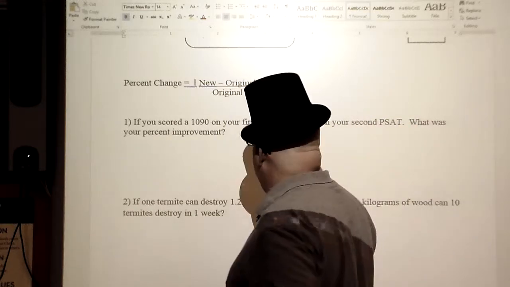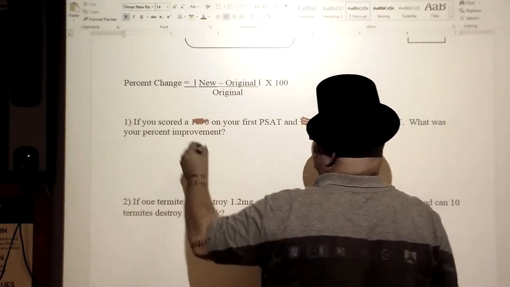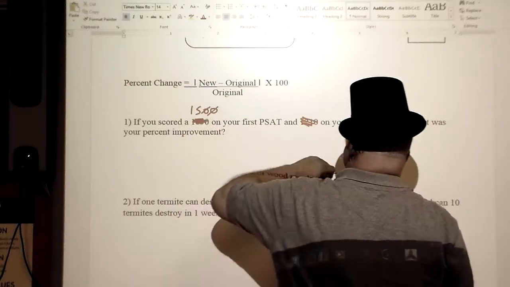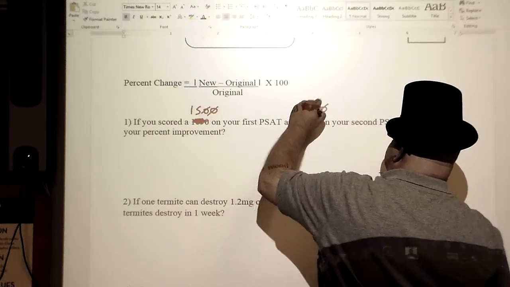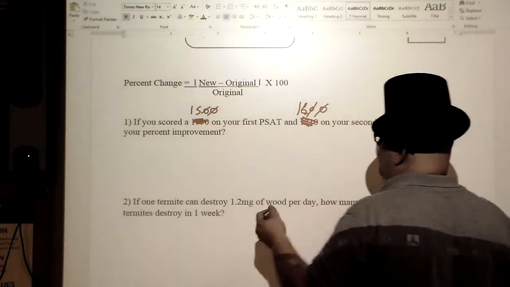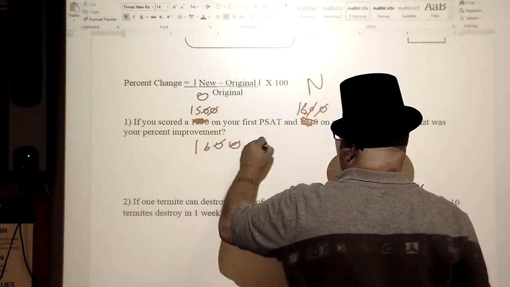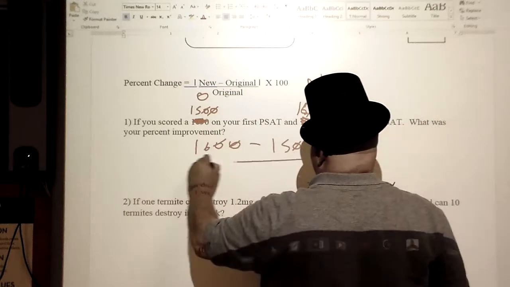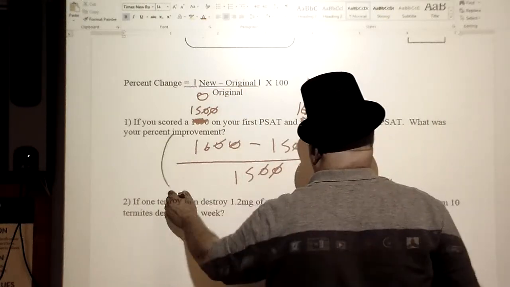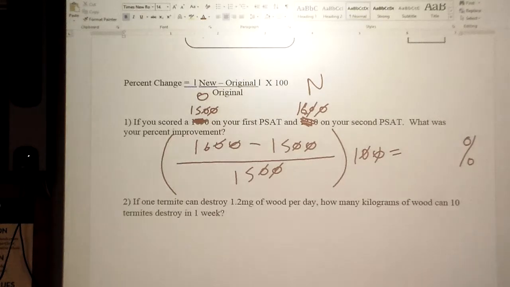So let's do a quick example. I'm going to change the numbers here. Let's say I scored a 1500 on my first PSAT and a 1600 on my second PSAT. What is my percent improvement? Well, I have the new and I have the original. So 1600 minus 1500, divided by the original, 1500. And we multiply the whole thing times 100, because that, ladies and gentlemen, is going to give us our percent.